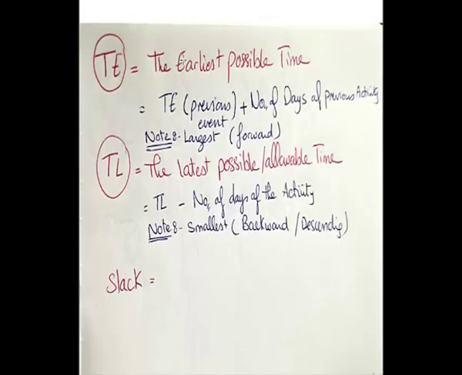And the TL stands for the latest possible allowable time. It means that you cannot start the project after this point of time, after the number that you get. In order to calculate it, you always take the TL for the event after the one you are calculating, less the number of days of the activity between them. You have to notice to always choose the smallest one and to go backward, from the end of the project to its beginning, while for the TE you go from the beginning till its end.